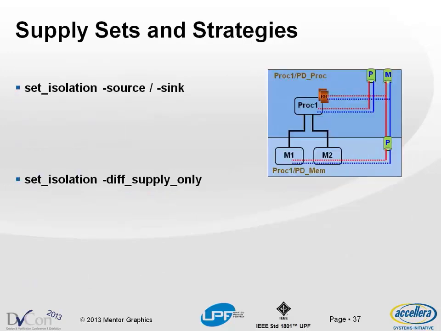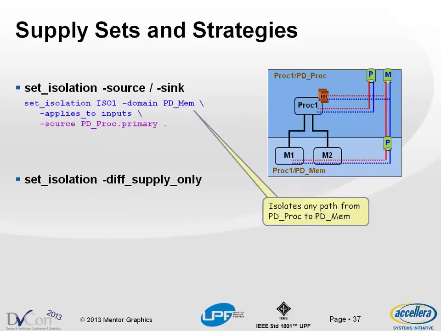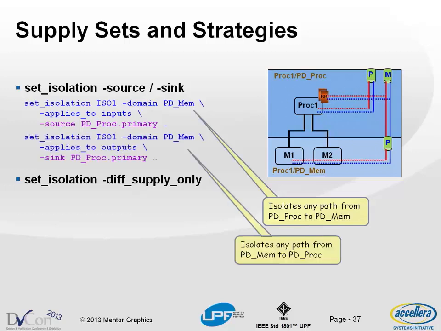So here, in fact, are the filters. We have new filters called source and sink in UPF 2.0. This allows me to say, in this case, put an isolation cell on any port where that port is driven by logic powered by pdproc.primary. In other words, logic in the pdproc subdomain. Similarly, I can say put isolation on any port of pdmem that is received by logic powered by pdproc.primary.